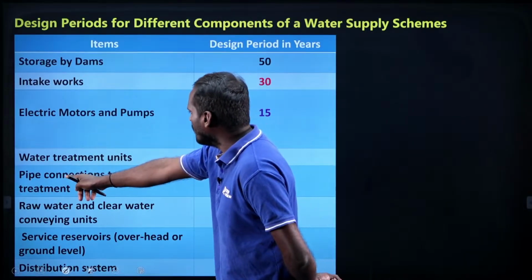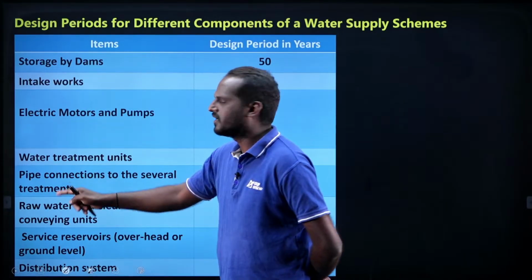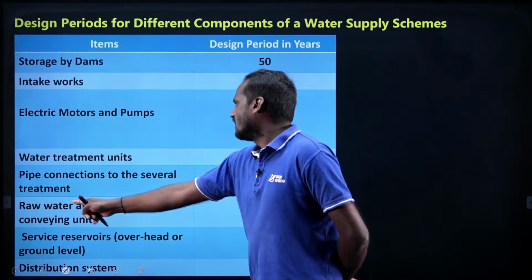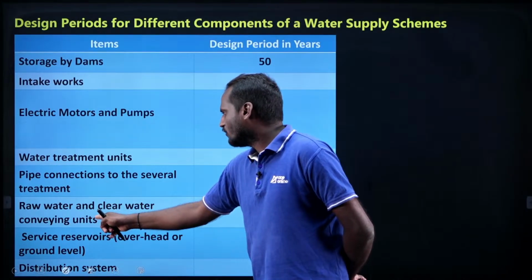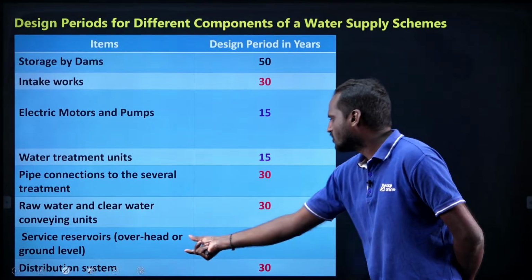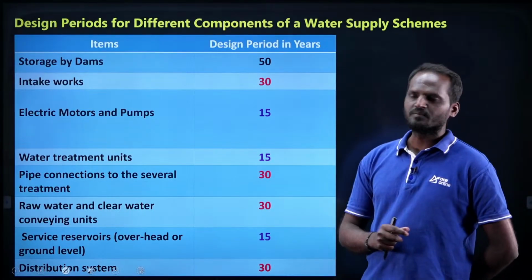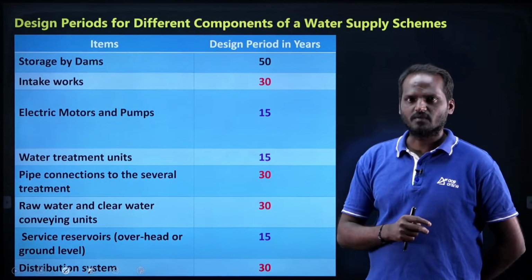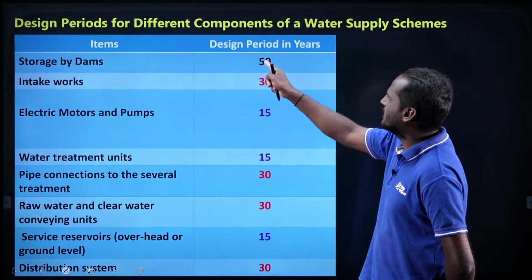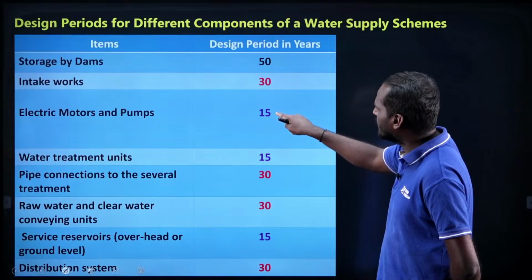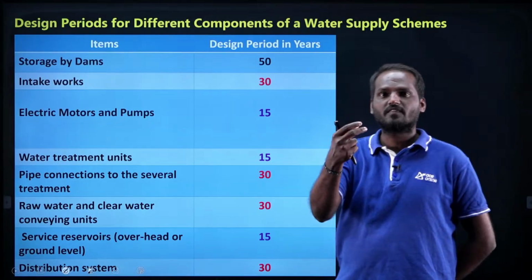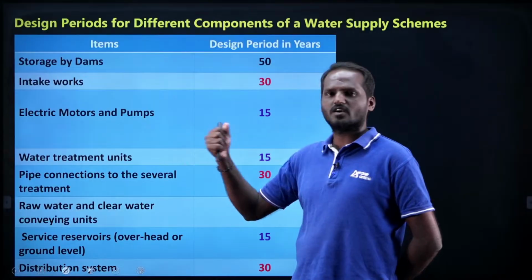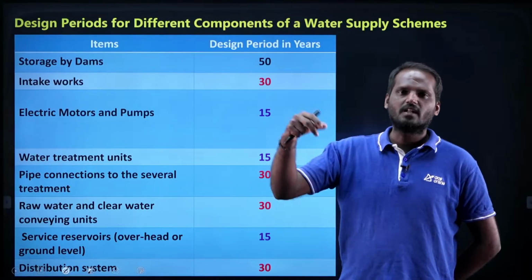Next, pipe connections to the several treatment units, like joints, we need to design for 30 years. Raw water and clear water conveying units, which means pipes, are also 30, and the distribution system is also 30, right? These are the various design periods for components in a water supply scheme. You can easily remember: dams is 50, remaining are 15 or 30. You can easily remember the 15 value, since maintenance is needed for certain units in the water supply scheme, those are 15 and the remaining are 30.